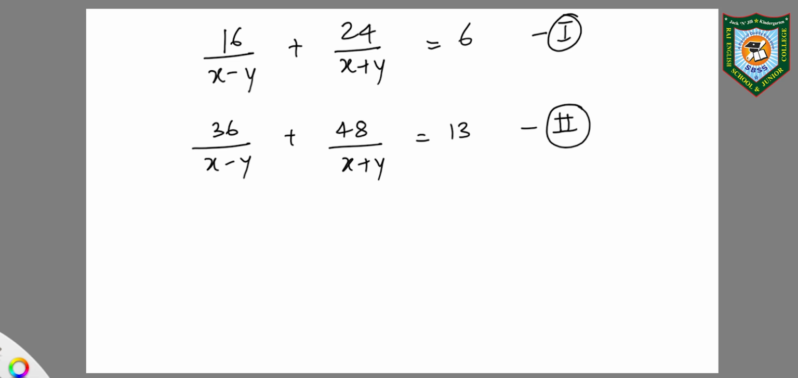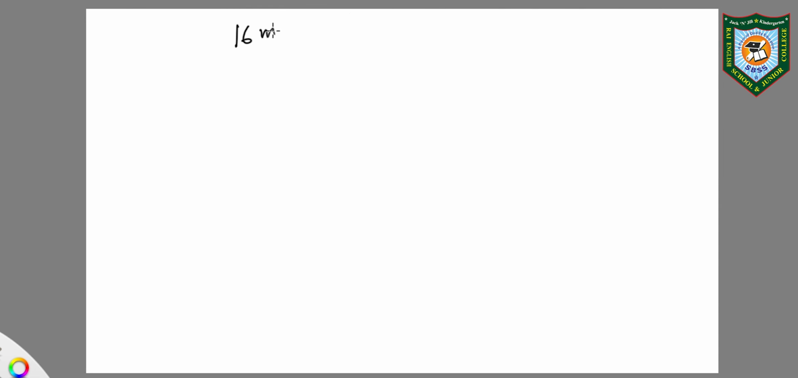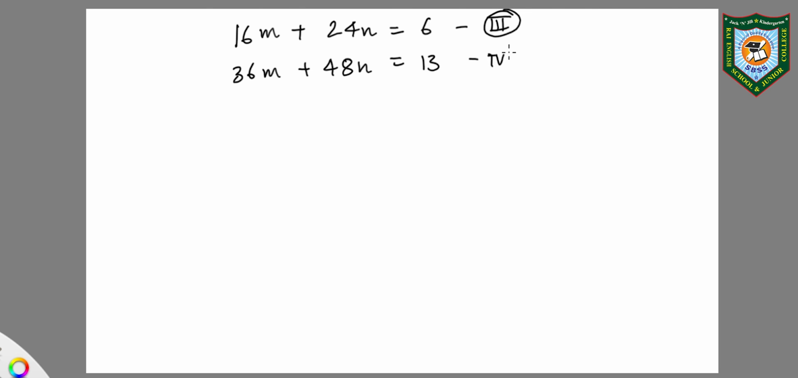As we have seen from practice set 1.4, if the unknown variables are in the denominator, all we have to do is replace them by new unknown variables. So I'll be using 1 upon x minus y is equal to m, and 1 upon x plus y is equal to n. So this implies I have 16m plus 24n is equal to 6, and 36m plus 48n is equal to 13. This is my equation number 3. This is equation number 4.